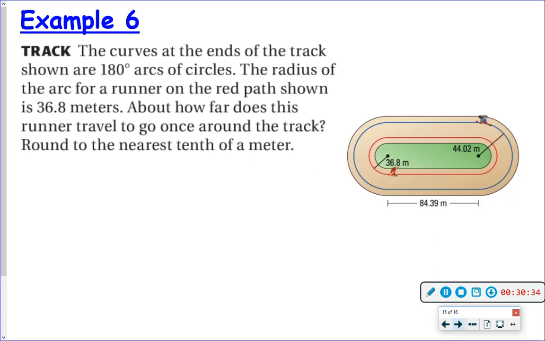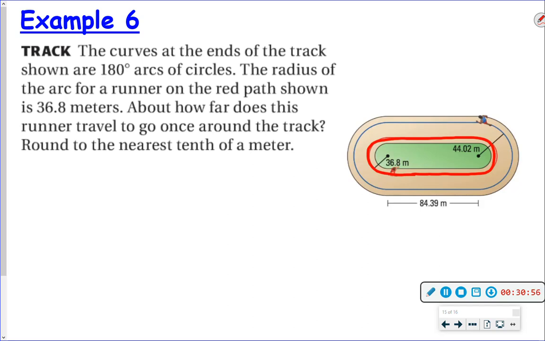Let's get our last word problem under control here. So the radius of the arc for the runner on the red path is shown. About how far does the runner travel to go once around the track? So you, my friends, and I know it would be nice if you had colored notes, are finding the red track here. So you might want to just bold that in on your note sheet so you know what you're finding.